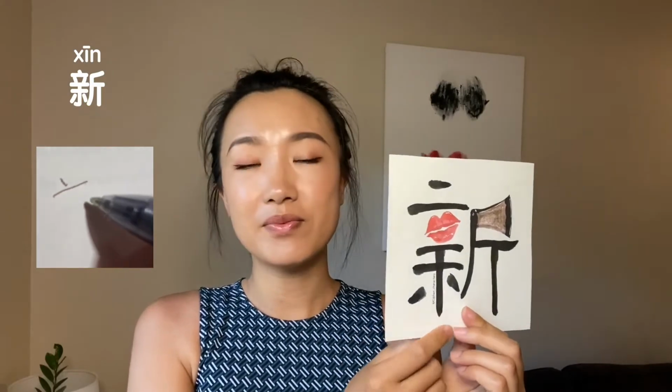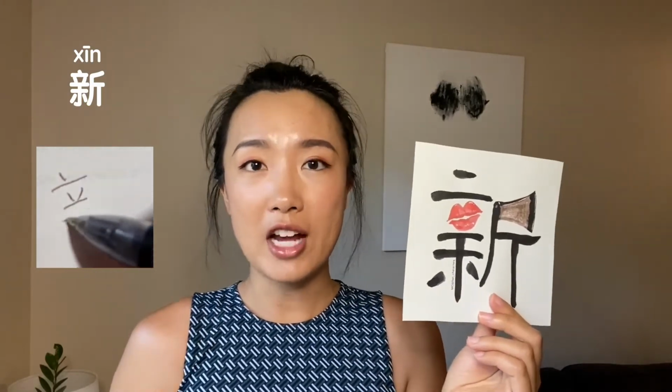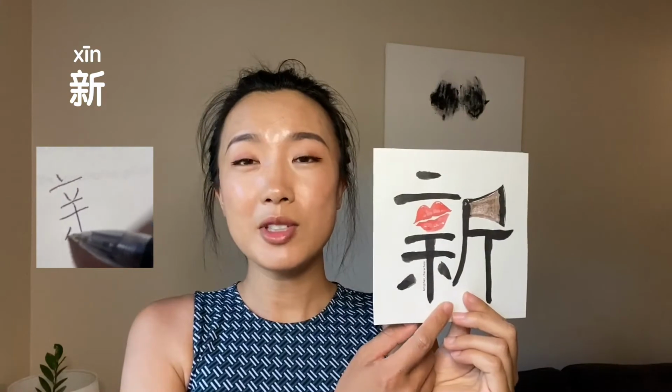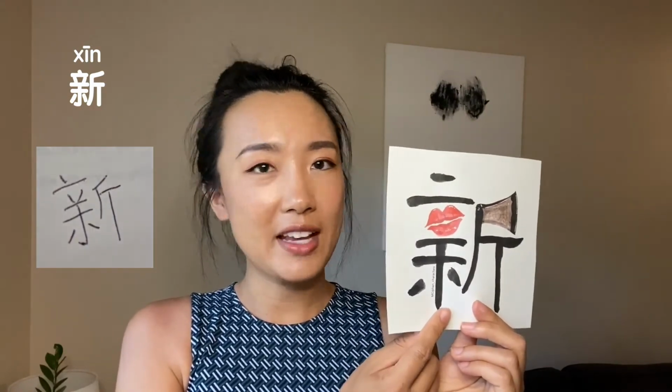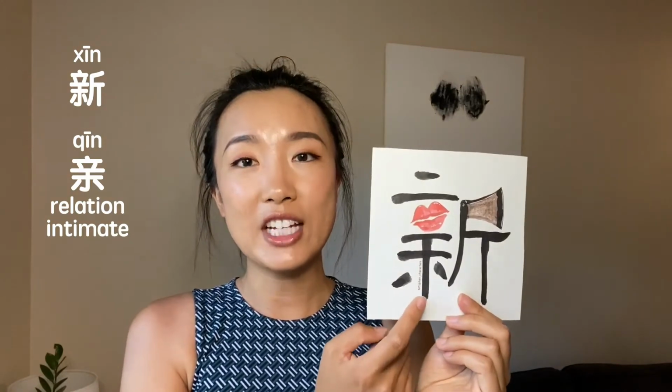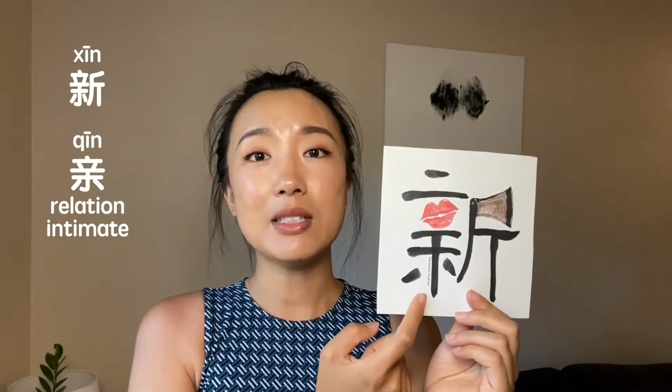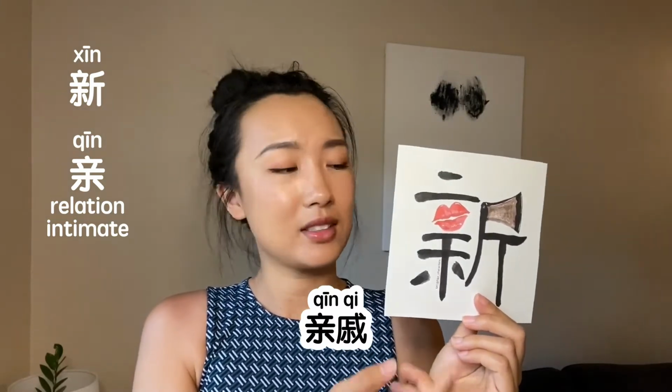The opposite character to 旧 is character 新. 新, it means new, fresh, up to date. It seems a little complex, but it's actually very easy to understand. By looking into the components, there is a 亲, which means relation, relative, and intimate. For example, 亲人, your family members, 亲戚, your relatives, and 亲爱的, honey, dear.